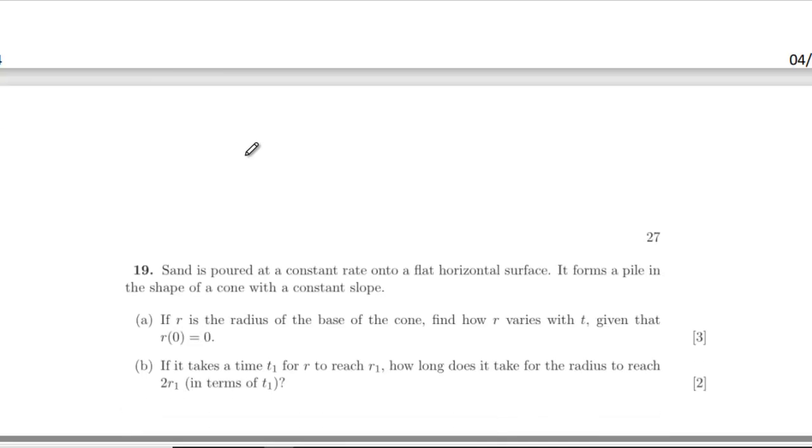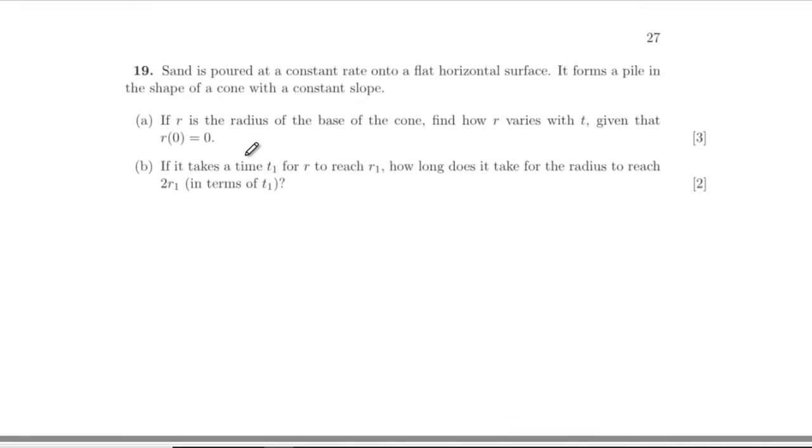What have we got now? Question 19. Sand is poured at a constant rate onto a flat horizontal surface. It forms a pile in the shape of a cone with a constant slope. Right, so we're getting this sort of thing going on where we've got this constant angle there. If r is the radius of the base of the cone, find out how r varies with t given that r0 is 0. Right, so that's our r. It's being poured on at a constant rate.